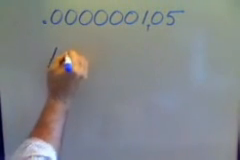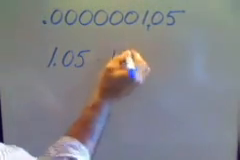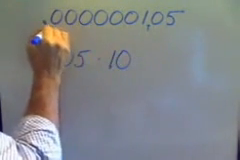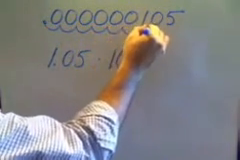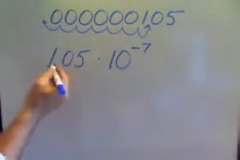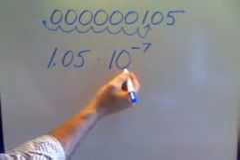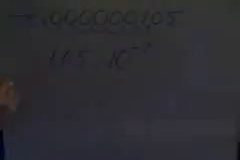So 1.05 times 10. Remember now, negative exponent. 1, 2, 3, 4, 5, 6, 7. Again, 10 to the negative 7. 1.05 times 10 to the negative 7 is this number in scientific notation.